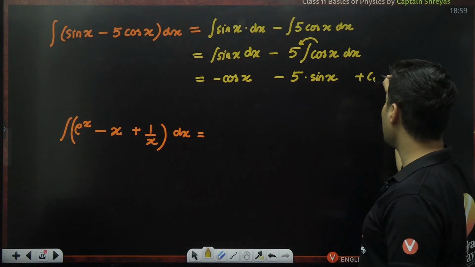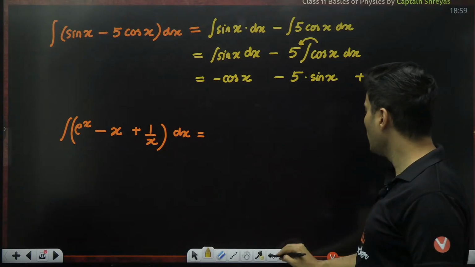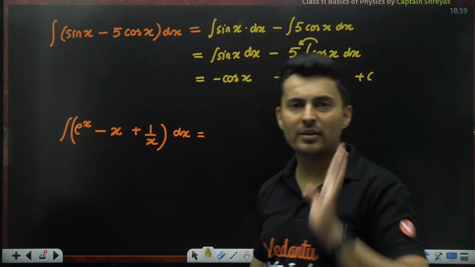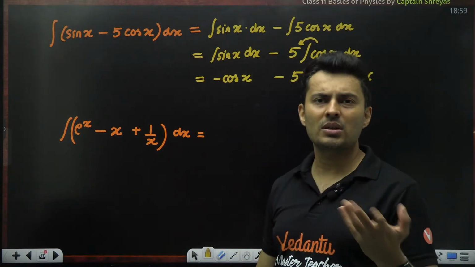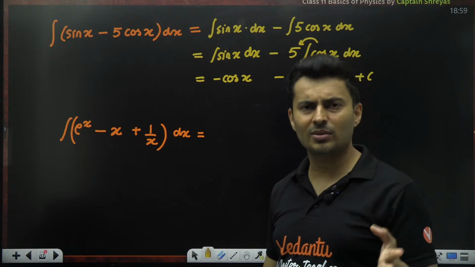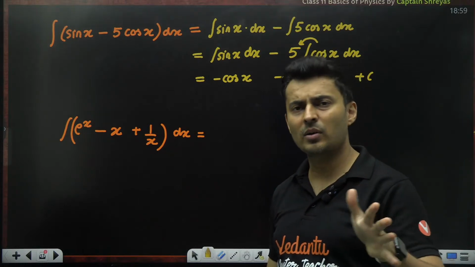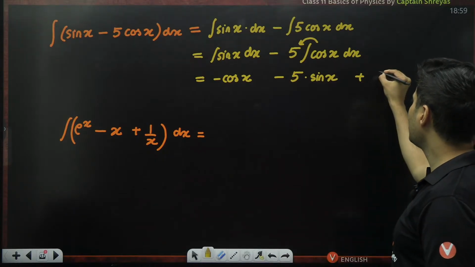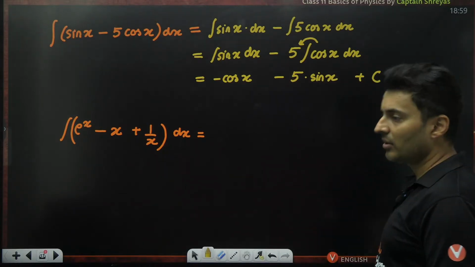Now, should I put c1 minus c2, c1 plus c2, or should I just put one constant? The answer is just put one constant, because constant minus constant is a constant. Constant plus constant is a constant. Constant multiplied or divided by a constant is another constant. So no need to put two constants, three constants, just put a single constant. Okay?